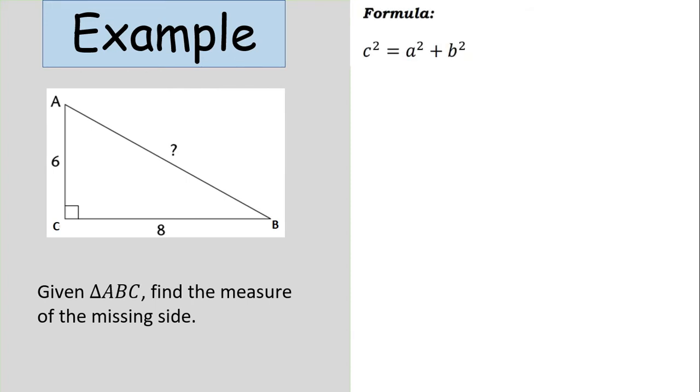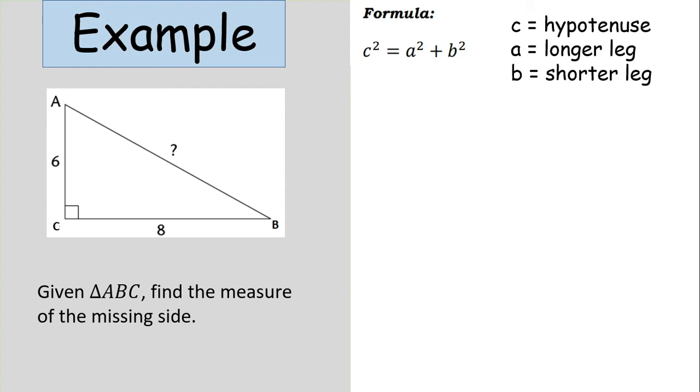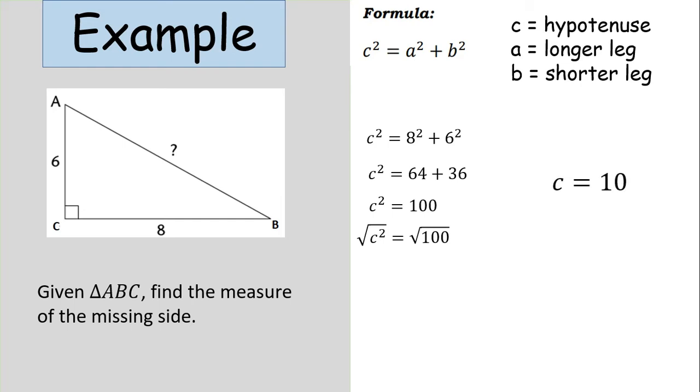So, for our formula, isu-substitute lang natin yan. Since our c is the hypotenuse, a is the longer leg, and b is the shorter leg. So, c squared is equal to 8 squared plus 6 squared. Simplify, we will have 64 plus 36. Simplify nyo ulit yan, so we will have 100. Kaso, c squared yan. Kailangan c lang yan, so we need to square root. Square root of 100 is equal to 10. So, our hypotenuse for this triangle is equal to 10.